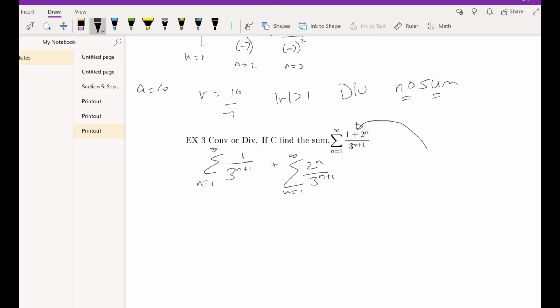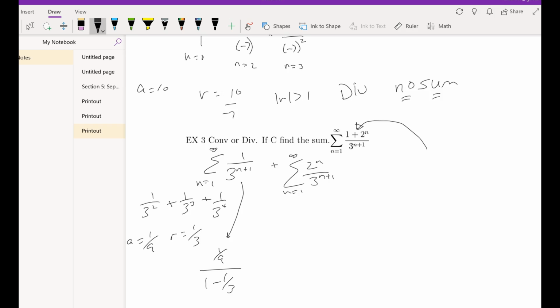So plugging in n equal 1, I get 3 squared. Plugging in n equal 2, I get 1 over 3 cubed, 1 over 3 to the 4th. So a is 1/9, r is 1/3. So this does converge. So this here has a sum of a over 1 minus r.